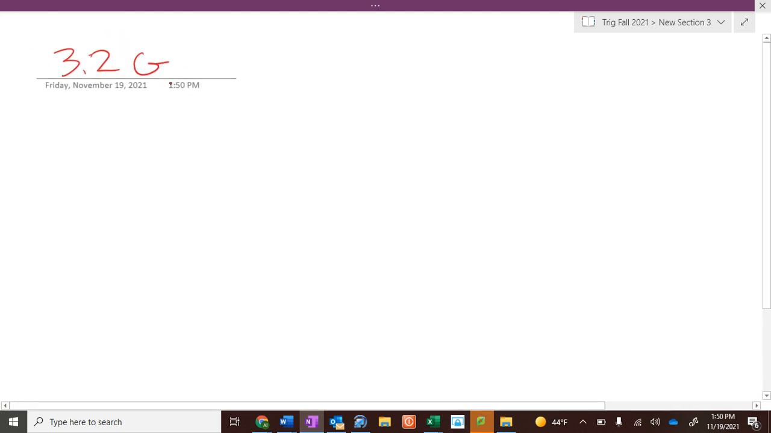3.2g. So, let's say we have cosine of x over 1 minus sine of x equals cosecant of x plus 1 over cosecant of x. Okay? All right, how am I going to figure this out?